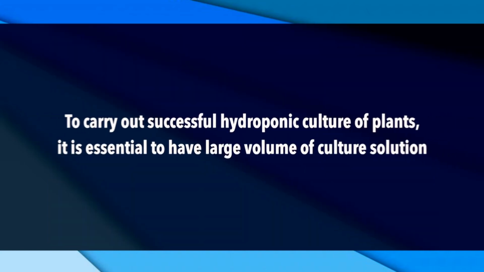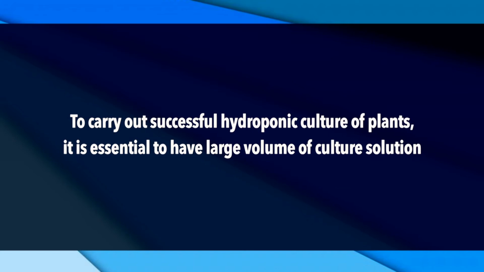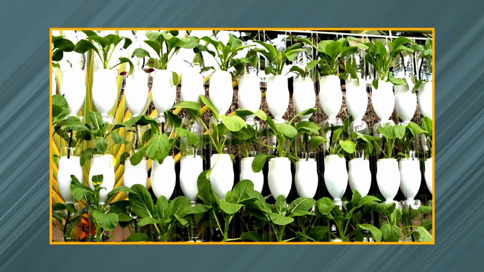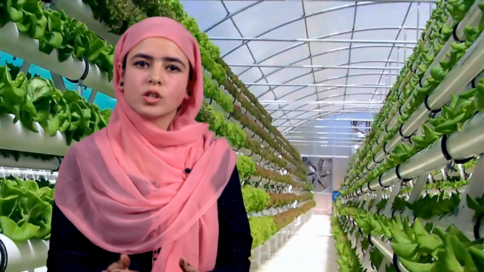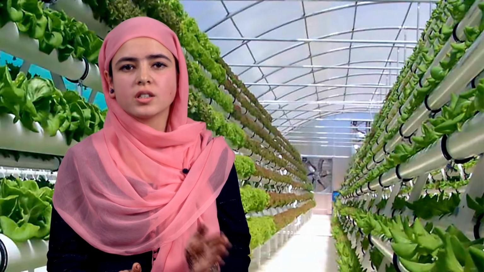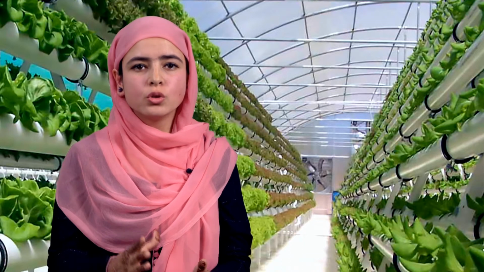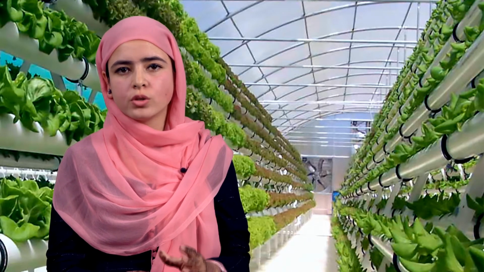To carry out successful hydroponic culture of plants, it is essential to have a large volume of culture solution. Furthermore, the nutrient concentration of the medium should be frequently adjusted. This helps to prevent severe changes in nutrient concentrations and pH of the medium due to nutrient uptake by roots.